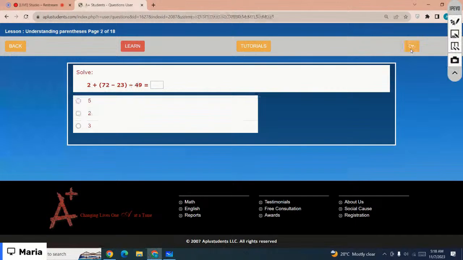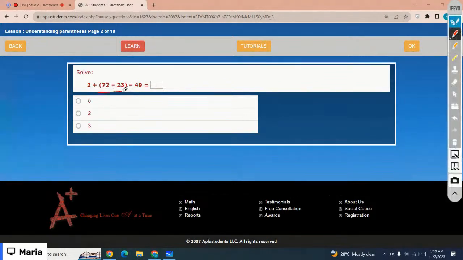Okay, the next one is 2 plus (72 minus 23) minus 49. So which is the correct option? First of all, you have to solve the parenthesis, right? In the parenthesis, you have 72 minus 23, so just subtract. That would be 49. That's the one we did in the tutorial, right? 2 plus 49 minus 49. So 49 minus 49 is 0, so you are left with just 2. So the correct option is 2.